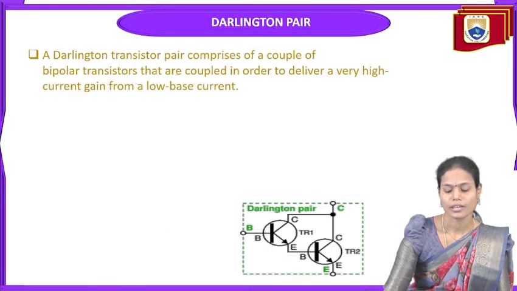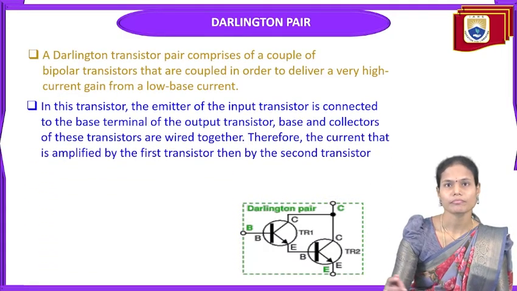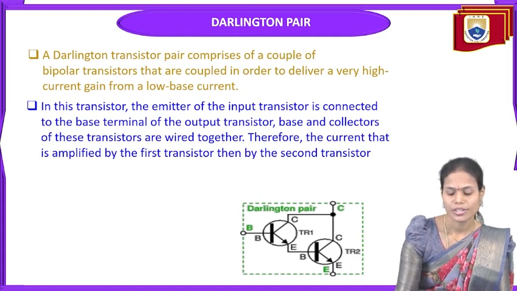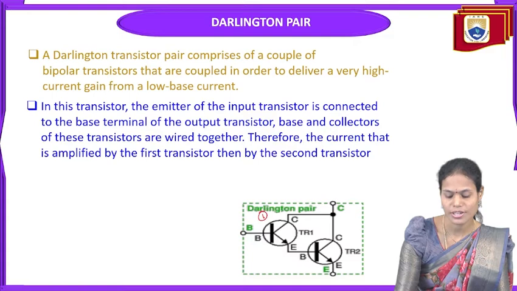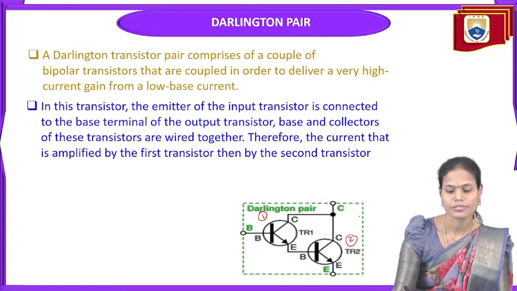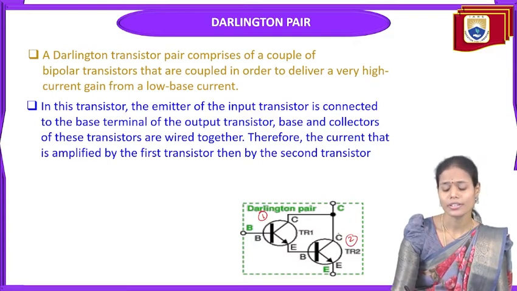So in the case of Darlington pair, here we are using two transistors. This is the first transistor and this is the second transistor. We are interconnecting them in such a way in order to deliver high current gain from a low base current here. By providing very little base current, we are able to get high current gain from this Darlington amplifier.